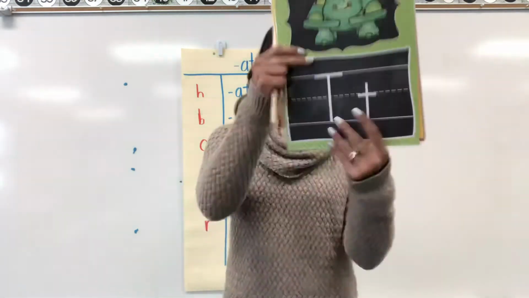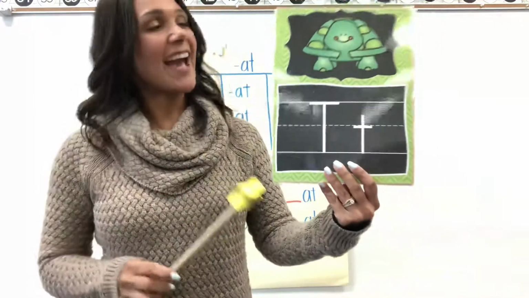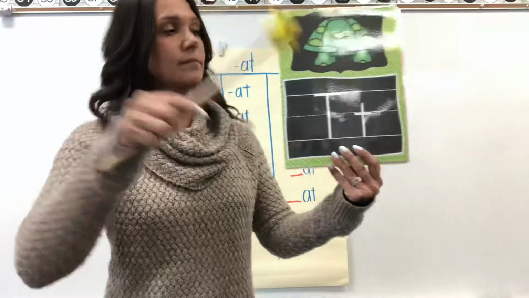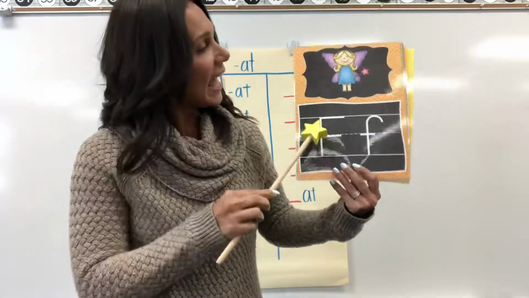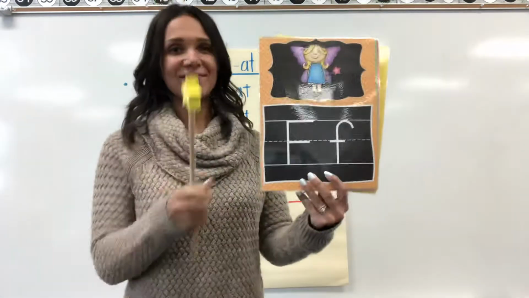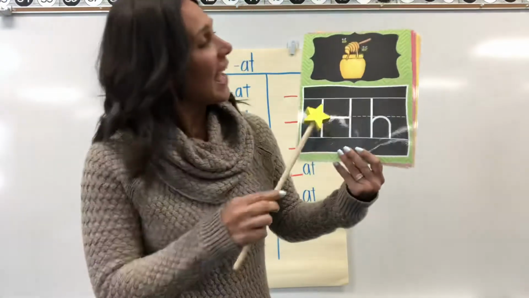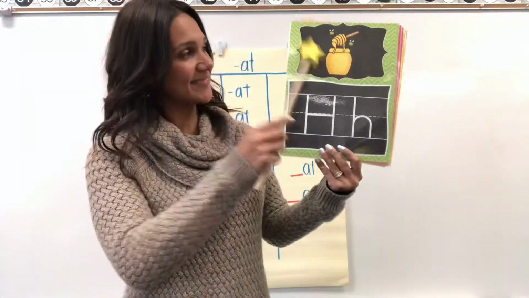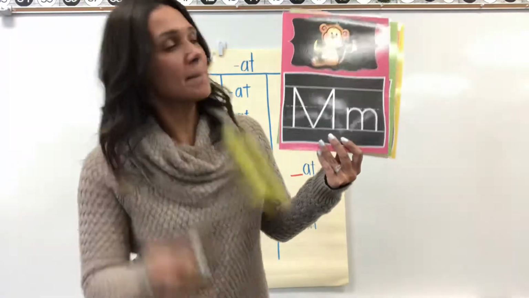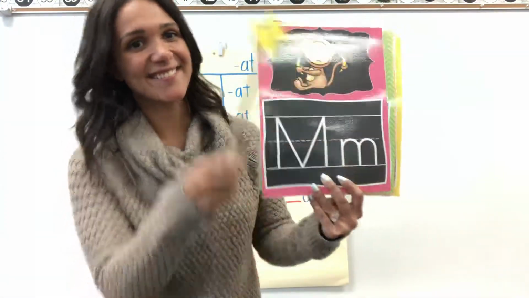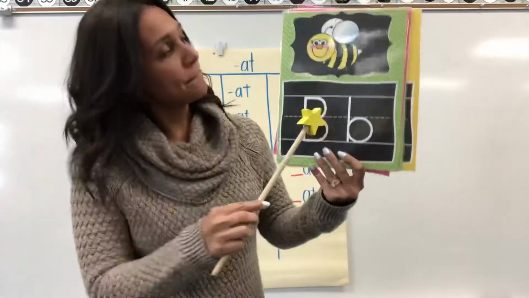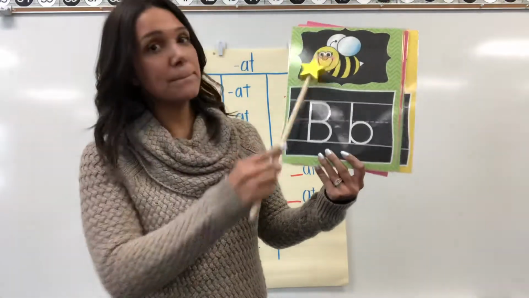All right, I got my handy dandy wand and my picture cards. Okay, boys and girls, echo me, T, turtle, T. C, cupcake, K. F, fairy, F. H, honey, M, monkey. I know it's letter M because it has two humps. Count with me. One, two. B, B, B.